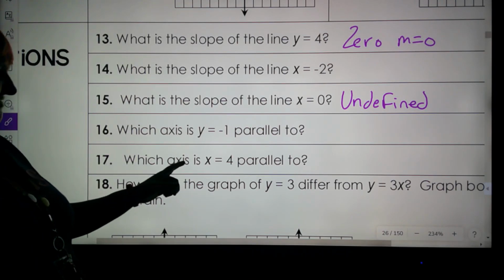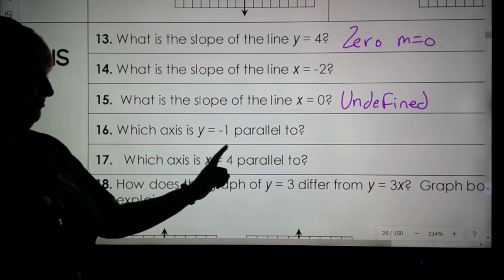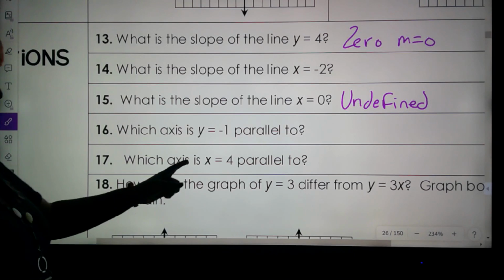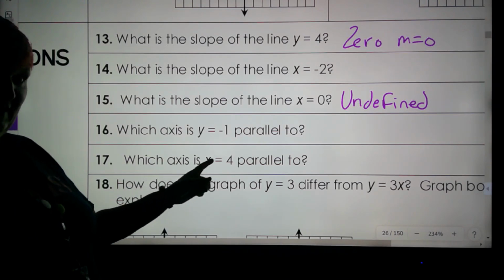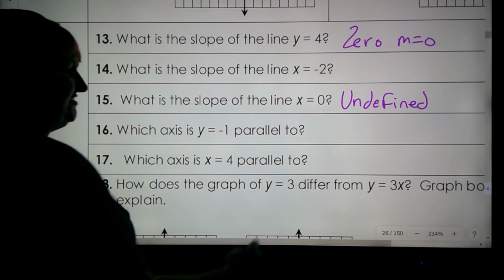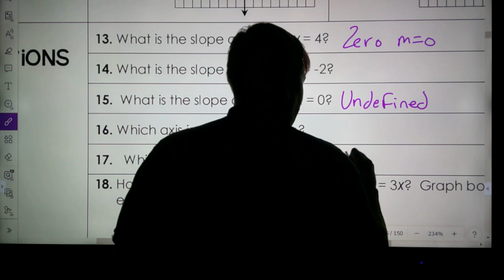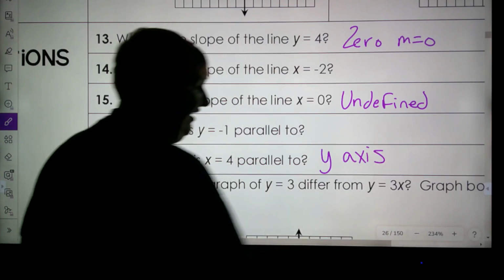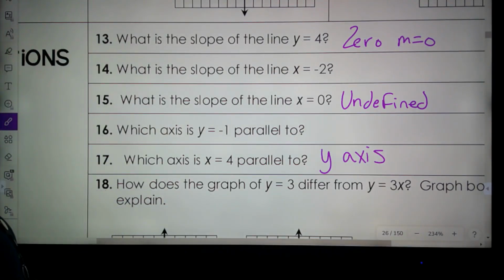Which axis is x equals 4 parallel to? If it's got the point at x equals positive 4, the line is going to be vertical, which means it's going to be parallel to the y-axis.